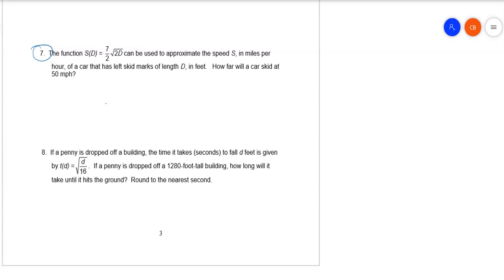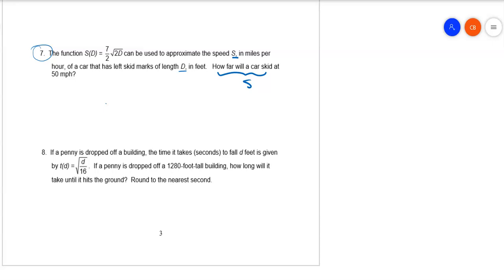But what we have is, let's see, it says this function s of d equals 7/2 square root of 2d can be used to approximate the speed in miles per hour of a car that has skid marks of length d in feet. How far will a car skid at 50 miles per hour? It wants to know. So how far the car skids, of course this is the s value, and then we're trying to solve for d.